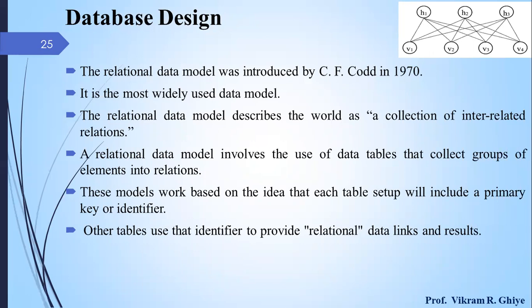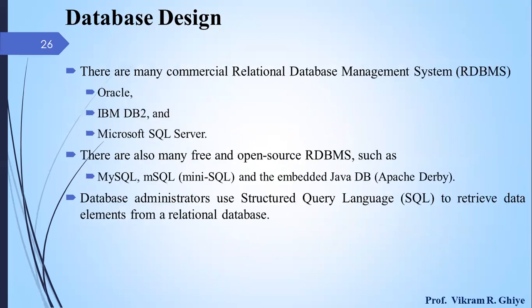Other tables use the identifier to provide the relational data links and the result. So the identifier is normally provided with the relational data and links. There are many commercial relational database management systems, RDBMS, available, such as Oracle, IBM having DB2, and Microsoft SQL Server. So these are the various types of commercial relational database management systems. There are some free as well as open source RDBMS as well, such as MySQL, mSQL, which is called mini SQL, and embedded Java DB, which is called Apache DB.